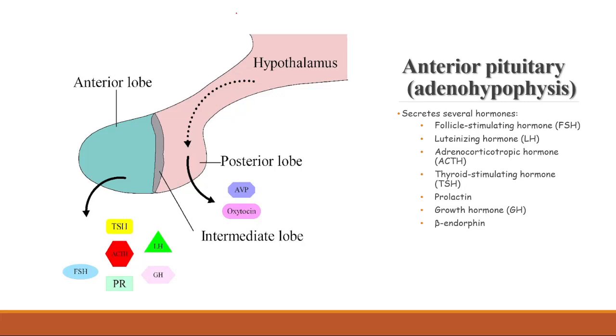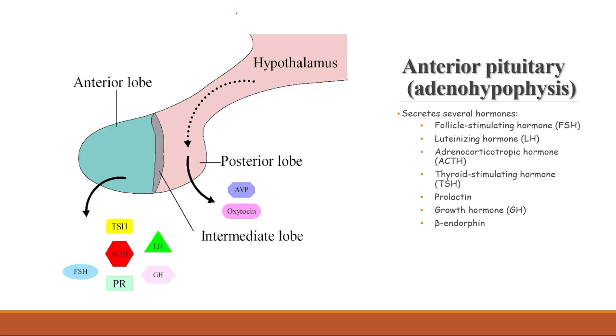Okay. So what are the hormones that the anterior pituitary gland secretes? We have several hormones. We have the FSH, the follicle stimulating hormone. We have luteinizing hormone, the LH. We have adrenocorticotropic hormone, ACTH. And just try to recognize the names here. Don't really worry about the functions right now. Try to recognize the names as much as you can, and that they are secreted from the anterior pituitary.